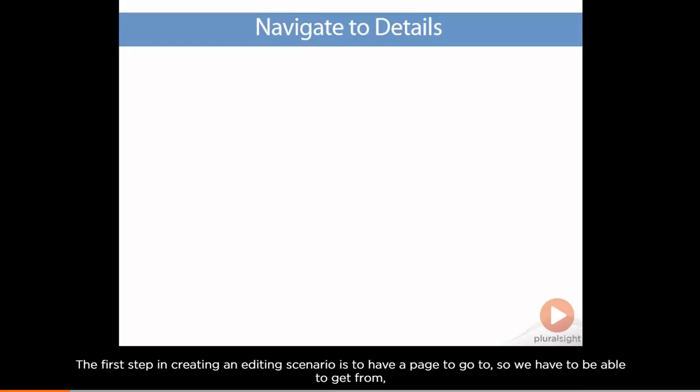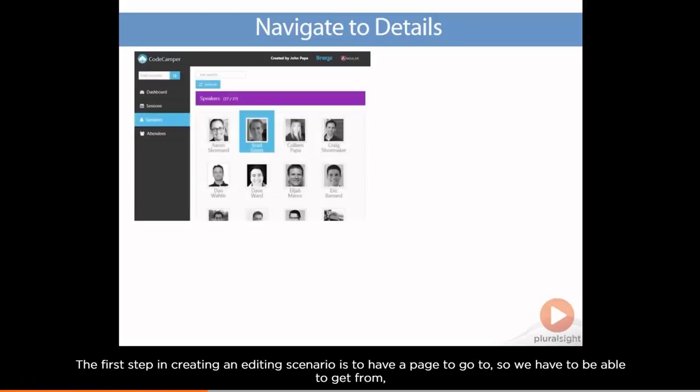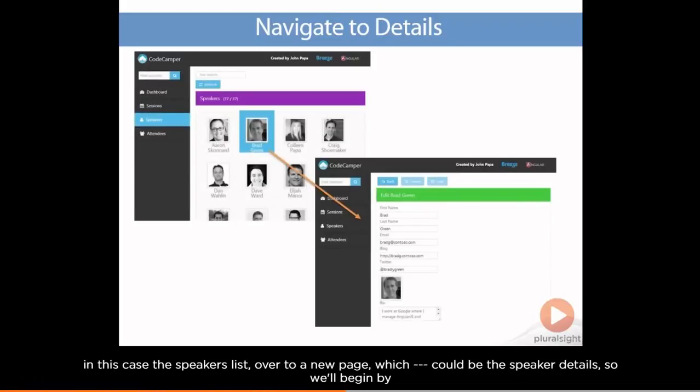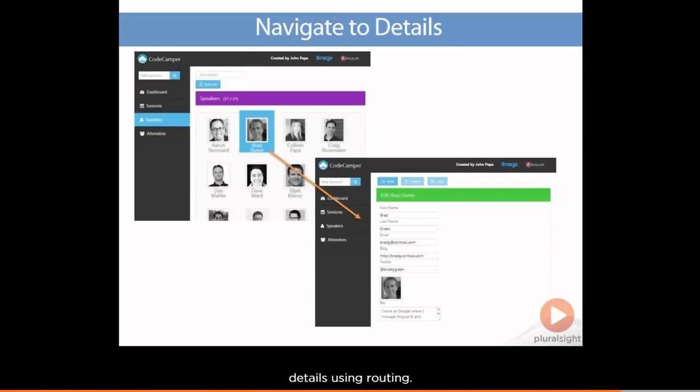The first step in creating an editing scenario is to have a page to go to. So we have to be able to get from, in this case, the speakers list, over to a new page, which could be the speaker details. So we'll begin by creating this new page and its controller, and then handling the logic to go from the list over to the details using routing.